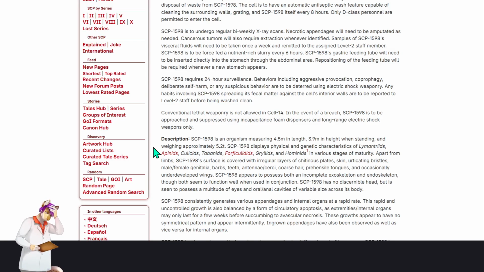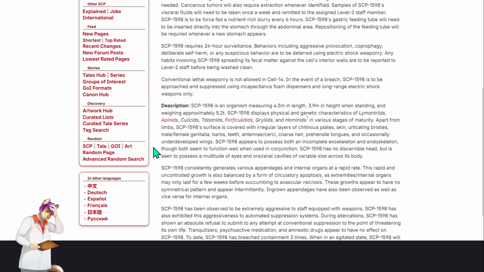The gastric feeding tube will need to be inserted directly into the stomach through the abdominal area. Repositioning of the feeding tube will be required whenever a new stomach appears. Okay. SCP-1598 requires 24-hour surveillance. Behaviors including aggressive provocation, coprophagy, deliberate self harm, or any suspicious behavior are to be deterred using electric shock weaponry.